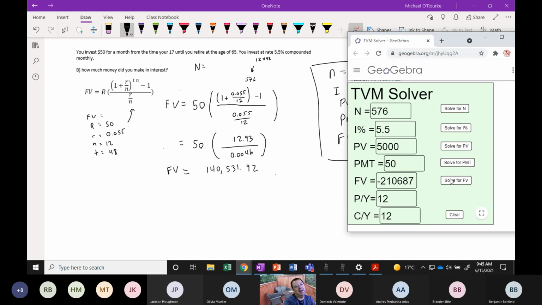Whoa, look at that. By starting with $5,000, we make 60,000 more in the end. That's crazy, because the interest can start accumulating on that 5,000 right away.